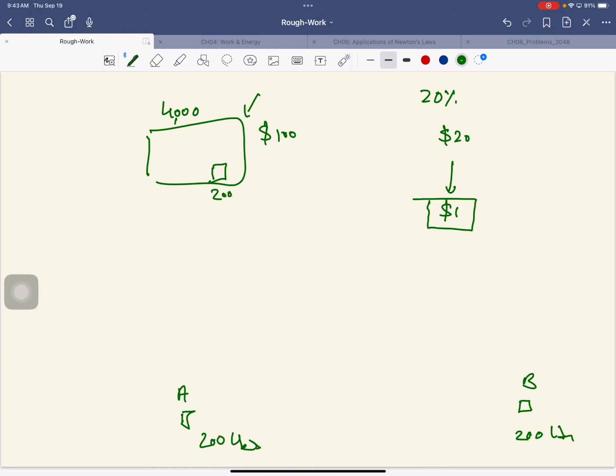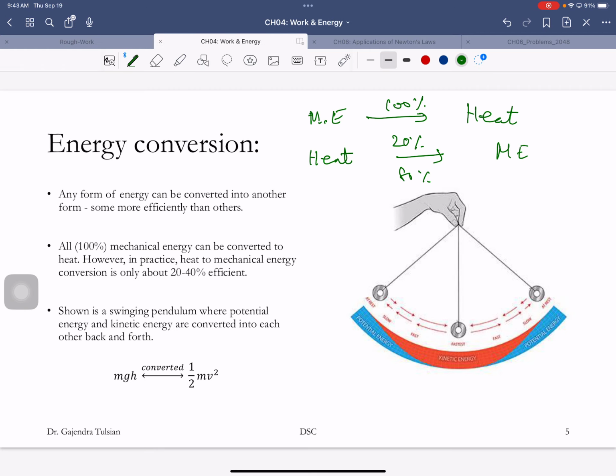Okay? All right. So the point is, any form of energy can be converted to any other form. Some conversions are more efficient than others. So mechanical energy can be converted all into heat. Heat to mechanical energy is less efficient. So heat to mechanical energy conversion is only about 20 to 40% efficient. In your car, it's about 20% efficient, and in a coal power plant, it's about 40% efficient.